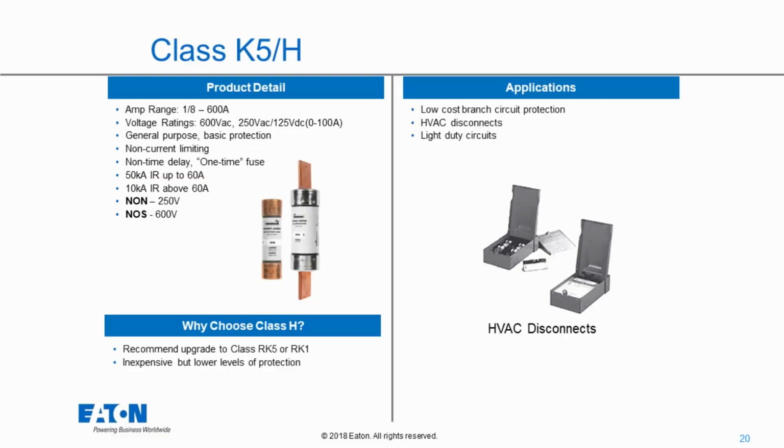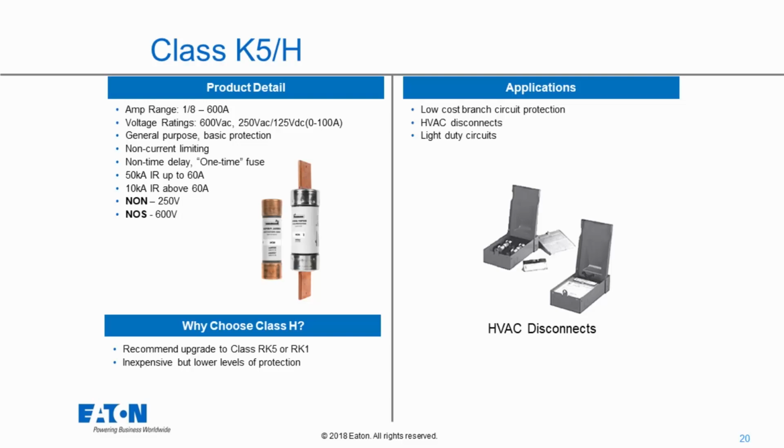So in our part numbering scheme, we have an NON series, which is a 250 volt rated class, and then an NOS series, which is our 600 volt rated class. So this is kind of our base fuse. And when you look at this fuse, as I mentioned a couple of slides ago, this fuse does not have any kind of rejection feature to it. This is kind of the basic fuse.